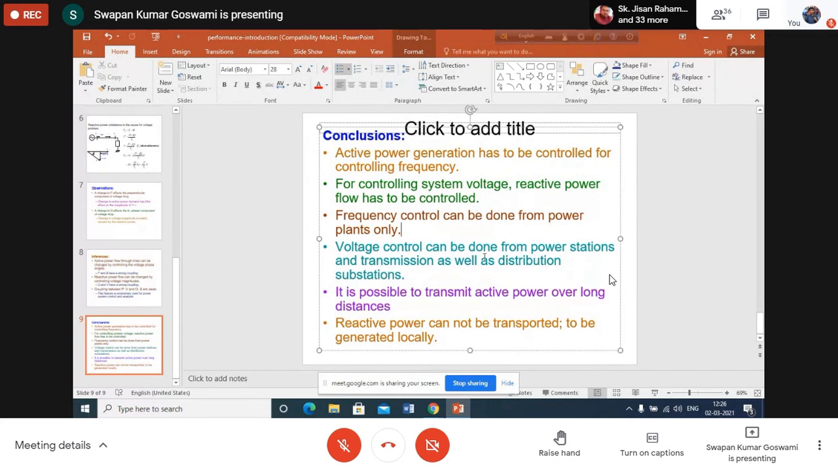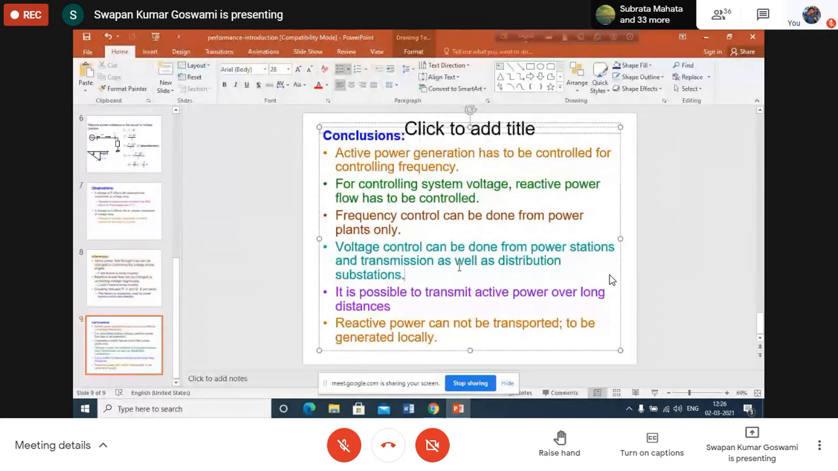Voltage control can be done from power stations and transmission as well as distribution subsystem. তাহলে voltage controlটা কিন্তু on the other hand may be done from the power station. কি করে from power station? Because the generators, through the generators you can control the voltage. How? We shall see in our next class. We will see how from synchronous generators we can control the voltage.